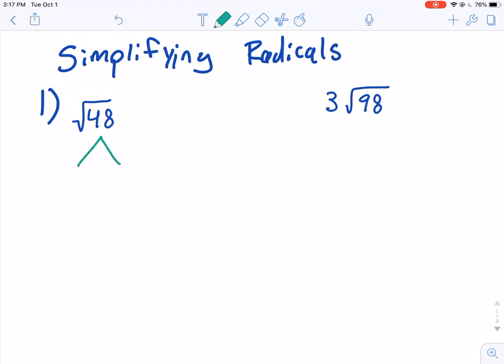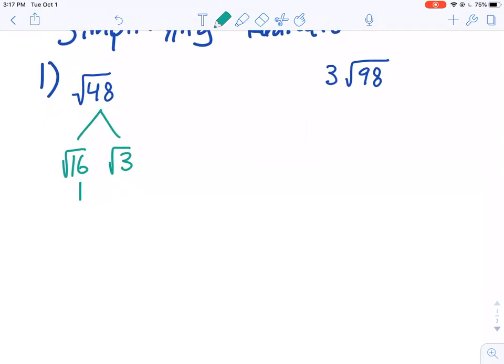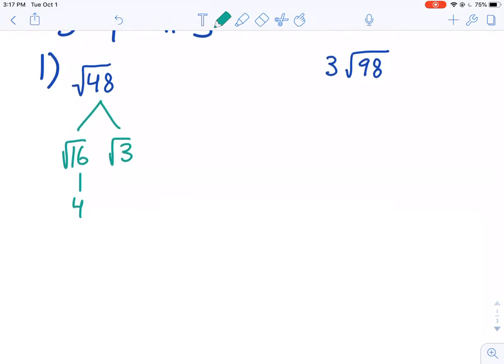When we simplify radicals, we build branches, and we're always looking for the biggest perfect square that comes out of it. So in this case, 16 would be the biggest perfect square. Then 48 divided by 16 would give us 3. Radical 16 then becomes 4. So our answer for simplifying radical 48 would be 4 radical 3.